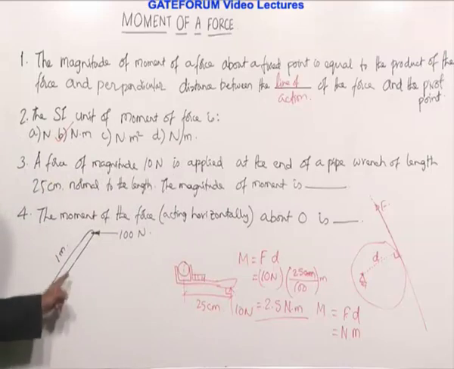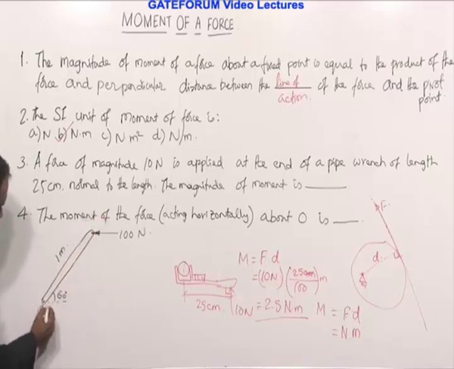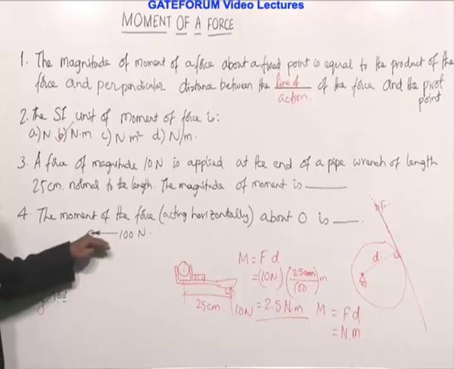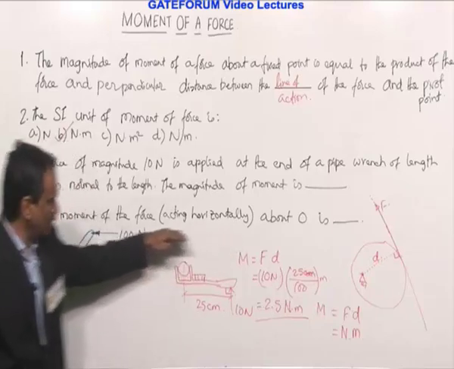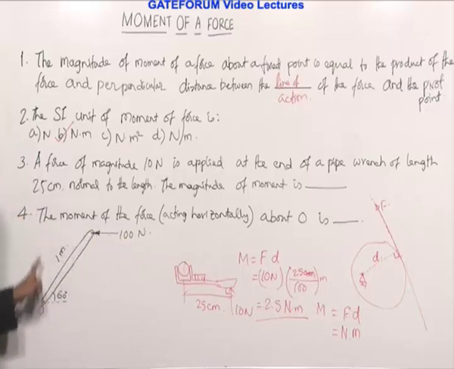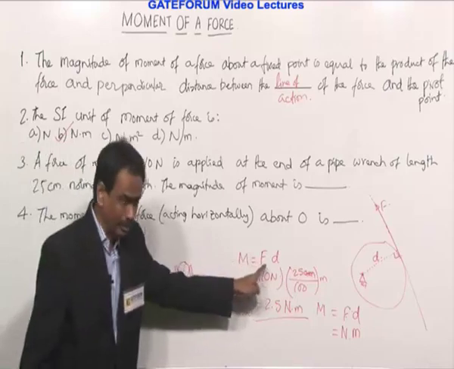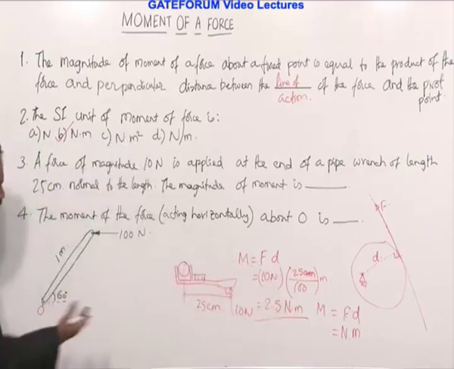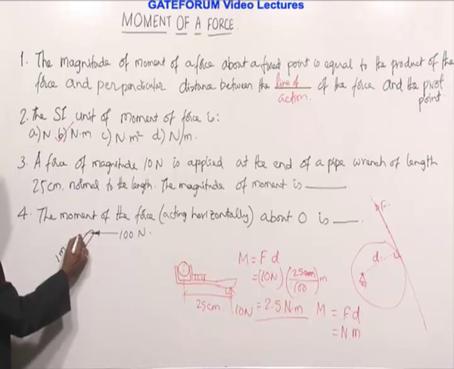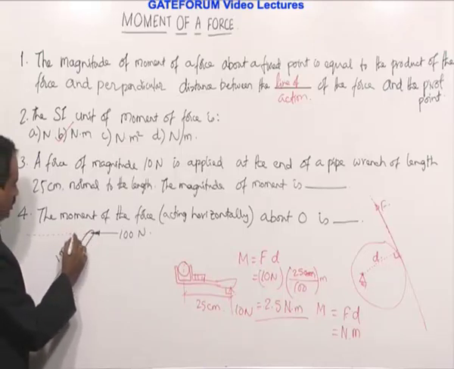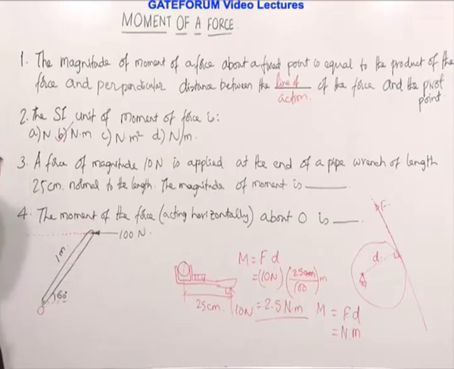Now coming to problem number 4. Here also a rod is pivoted about this point, and a force of 100 Newton is acting horizontally, and we have to find the moment of this force about this point. In order to find the magnitude of the moment, you need the magnitude of the force as well as the perpendicular distance. What is the perpendicular distance here? You extend this. Now what is this? This is nothing but the line of action of the force. Now from here you have to find the perpendicular distance.